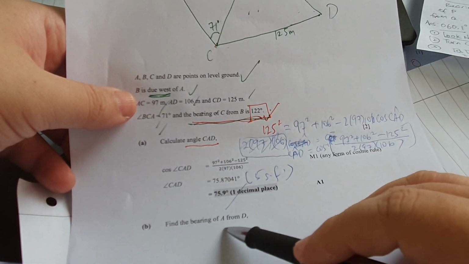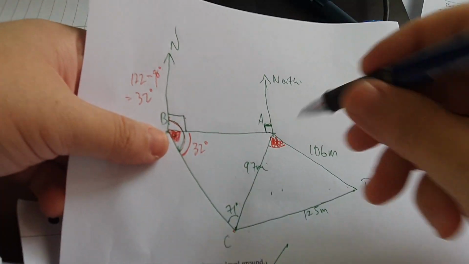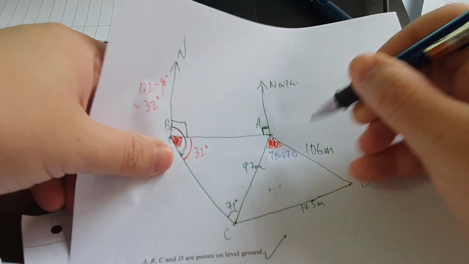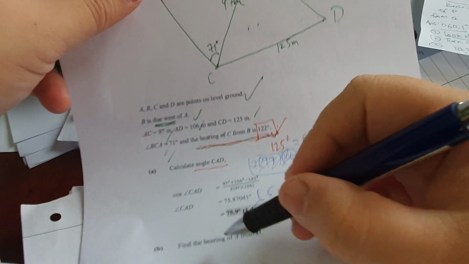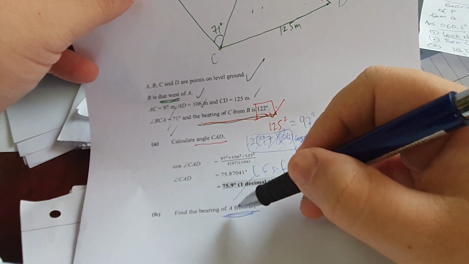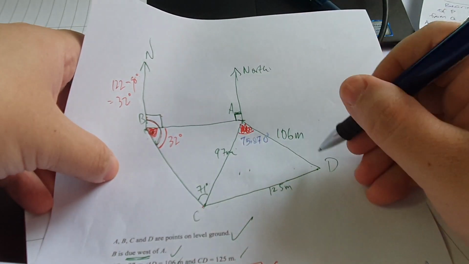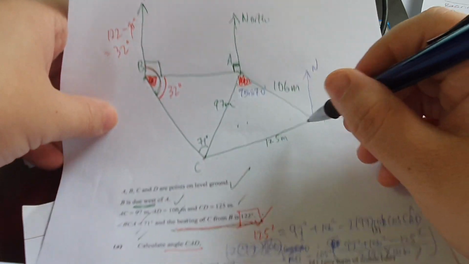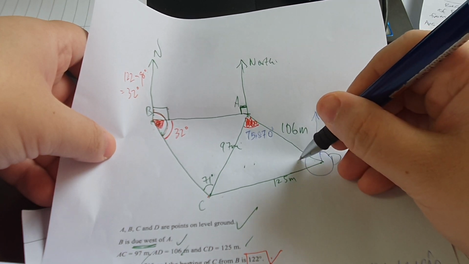Okay? Now find the bearing of A from D. If we are done with this already, what must we do? We must update here, meaning that 75.870, okay, 5 SF will do. You update here. Then now they ask you to find the bearing of A from D. From D means you stand at D, you look out for A. You stand at D, you look north, so you must draw your own north line. Then you turn clockwise. Turn until you see A.